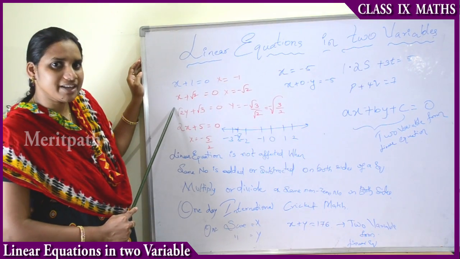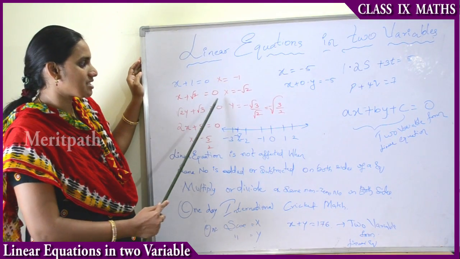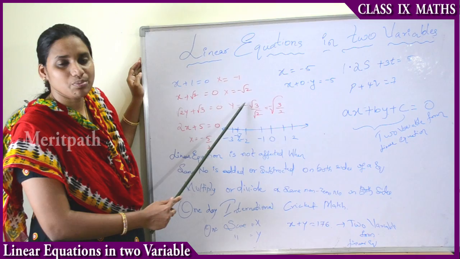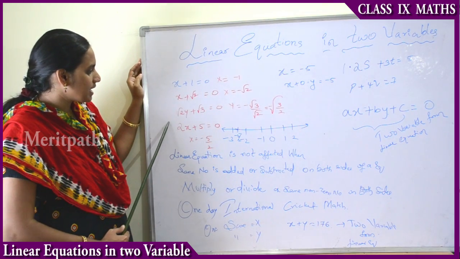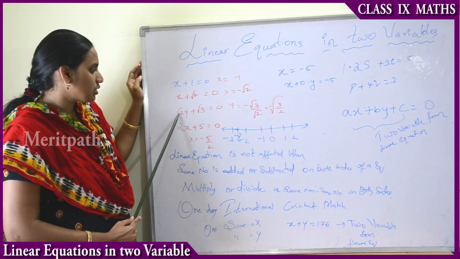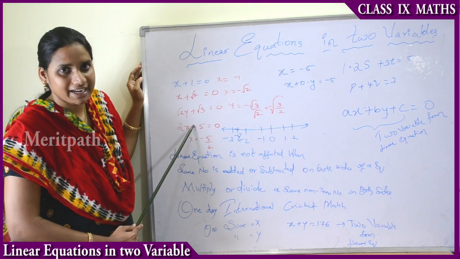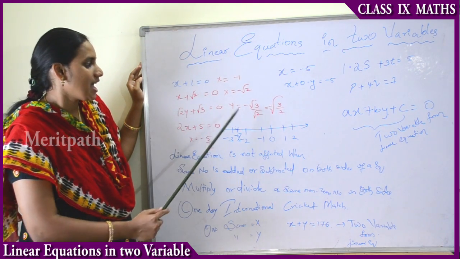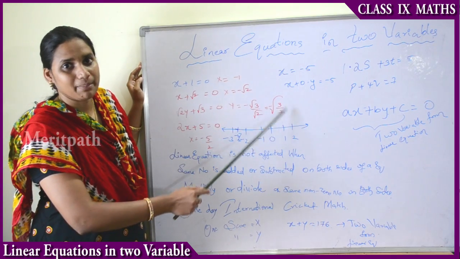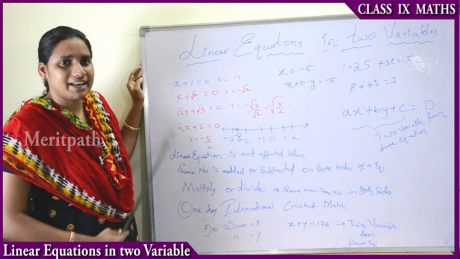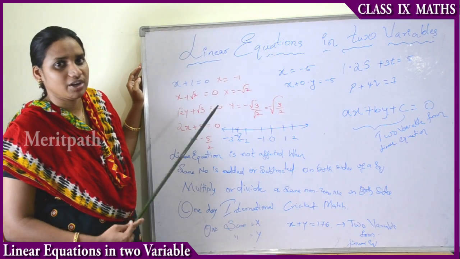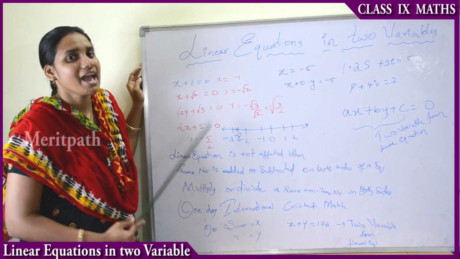For example, another equation, that is x plus root 2 equals 0. Here x equals minus root 2. One more example we will take, that is root 2y plus root 3 equals 0. Here we will get the 0 of the equation as y equals minus root 3 by 2. In a similar manner, for n number of equations we can find the 0 of their polynomials.